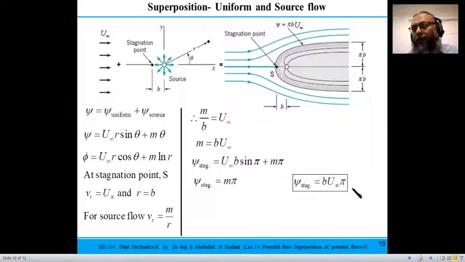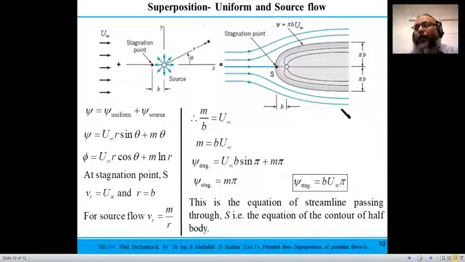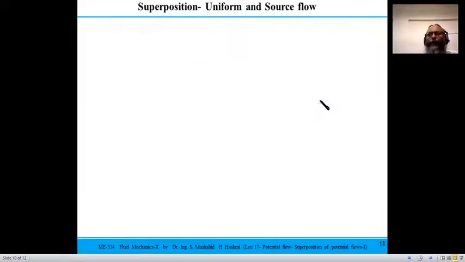So if I have the knowledge of this, I can easily work out the corresponding stream function. Okay, so this equation is passing through the stagnation point, and mathematically this equation is representing the contour of this half body, or the equation of the contour of this half body.